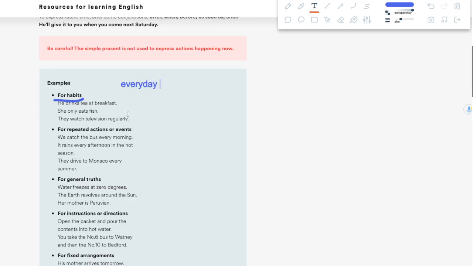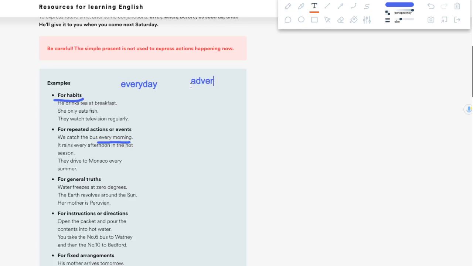Also, it is the same thing as repeated actions or events. For example, I go to work. I have to catch the bus every morning. And something else that I want to mention here is that we use the simple present with phrases like every morning, every day, every month, and with adverbs of frequency.